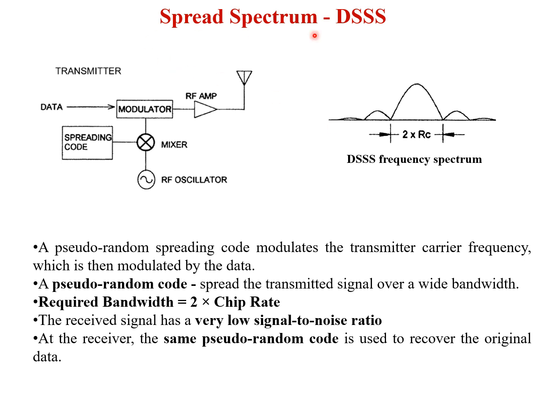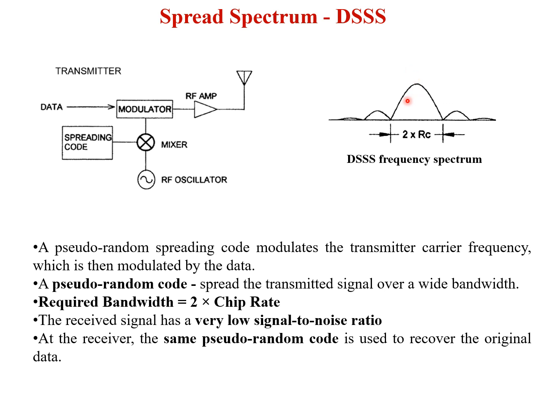This is the transmitter diagram of a direct sequence spread spectrum. Here we can see the modulator. For the modulator, one signal is data and the other signal is the output of the mixer. Here the pseudo random spread code modulates the transmitted carrier frequency, which is modulated by data. The use of the pseudo random code spreads the transmitted signal over a wide bandwidth, and this is the frequency spectrum of direct sequence spread spectrum.